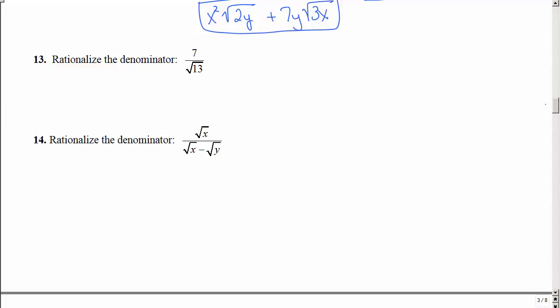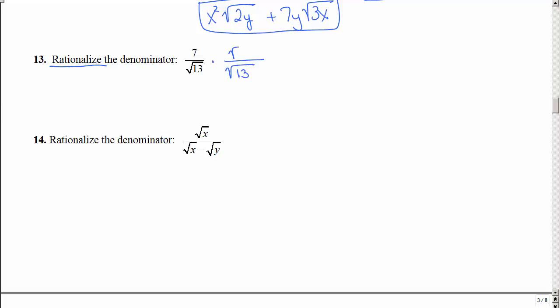Now let's look at rationalizing the denominator. Look at these two problems. Same directions, but they look different, and it's because you do different things. So here I want to look at the square root of 13. Rationalize means get rid of the square root in the denominator. Multiply by something that will make that happen.